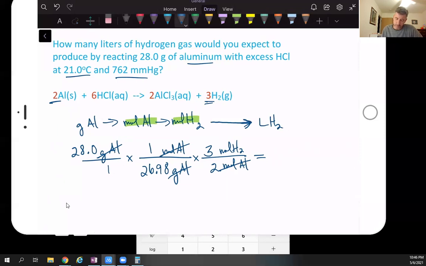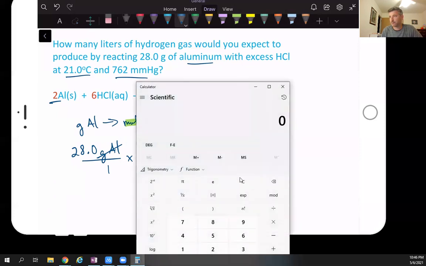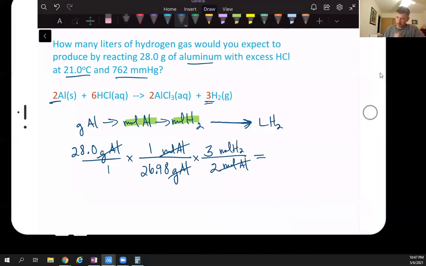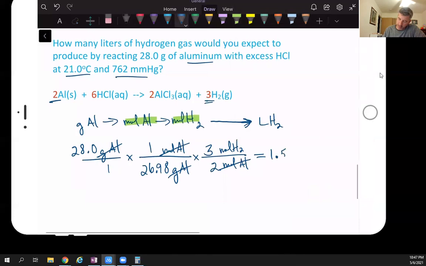Okay, so we're going to do 28 divided by 26.98 times 3 over 2. 28 divided by 26.98 times 3 divided by 2. And we get 1.5, I'll just call that 1.56 for the time being, ought to work. Okay. And again, make sure we're careful about labeling that. That's moles of hydrogen. And now we want to get to liters of hydrogen.